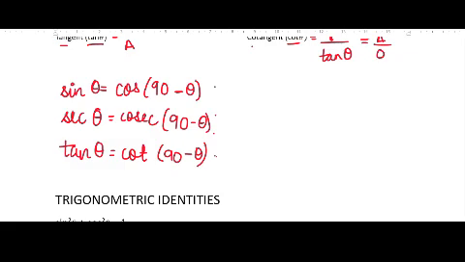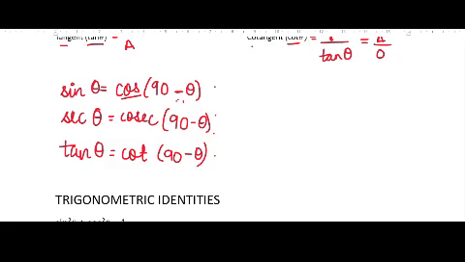So suppose we are asked, if you have sine 60, what will it be? And suppose you are only given the value of cos 30. How will you find that? 60 is equal to 90 minus 30, right? So you can write it as cos 90 minus 30. Since 90 minus 30 is 60, you can find the value that way.